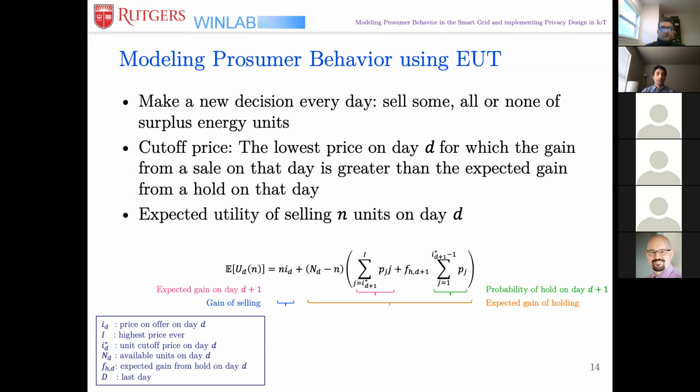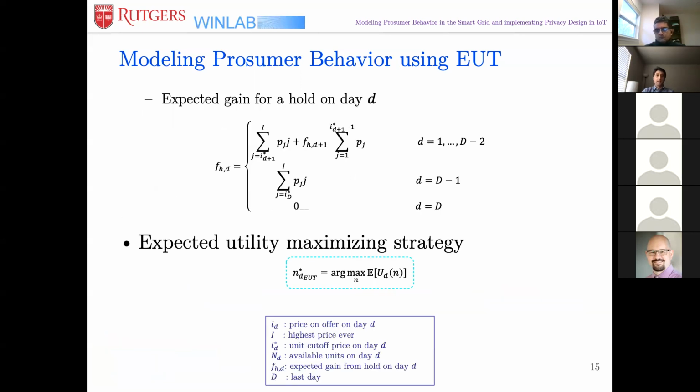In our model, the unit cutoff price is the lowest price on day D for which the gain from a sale on that day is greater than the expected gain from a hold on that day. And the expected gain for a hold on day D is defined recursively over all the remaining days. So if EUT is considered as a model of decision-making, then the optimal strategy of selling on each day is to choose the number of units of energy that makes the expected utility of the prosumer maximized.